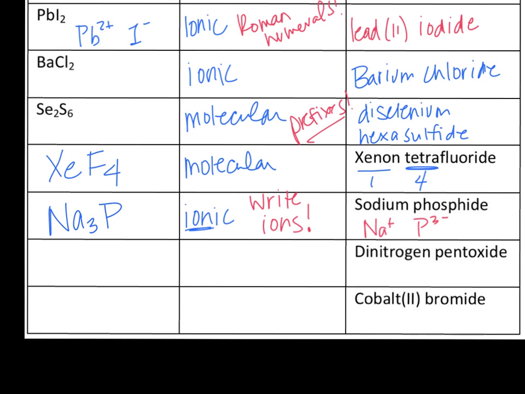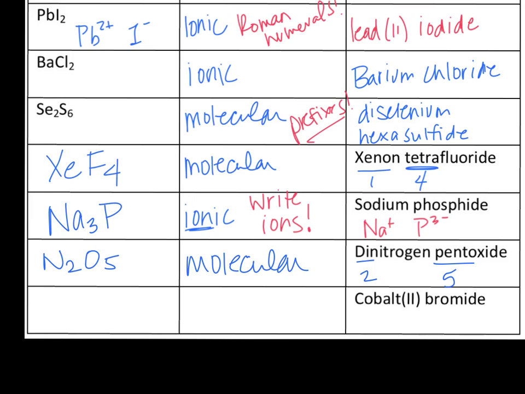All right, and then next we have dinitrogen pentoxide, and so this again is molecular, because you see the prefixes, and so di is for 2, and penta is for 5. And so that's going to be N2O5. You don't have to do any switching or anything crazy like that. It's just straight up what it says.